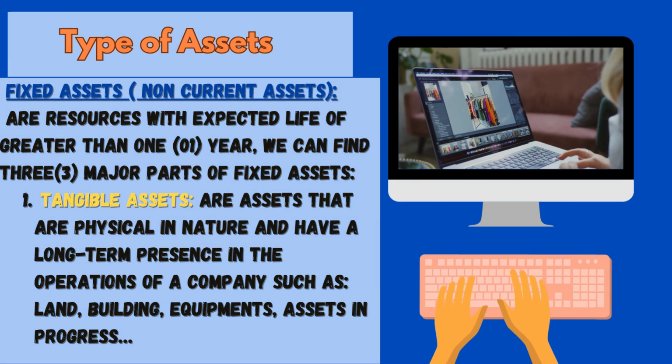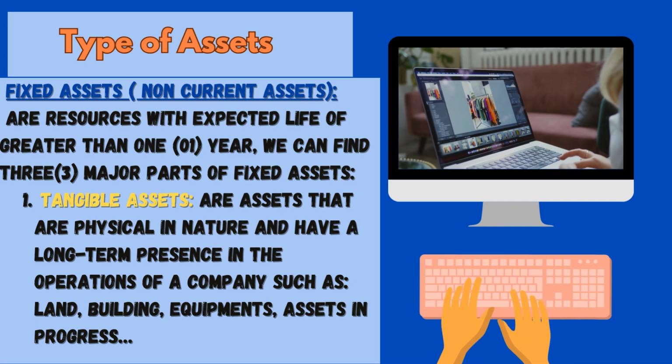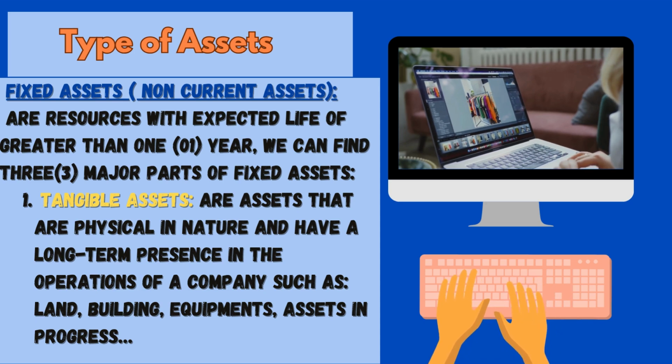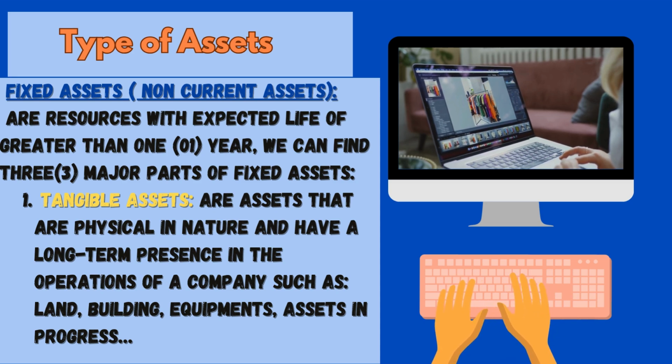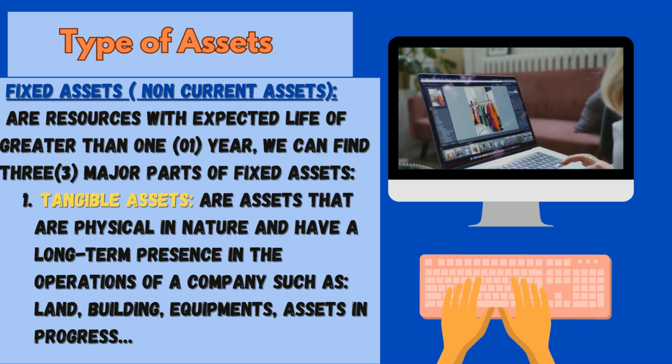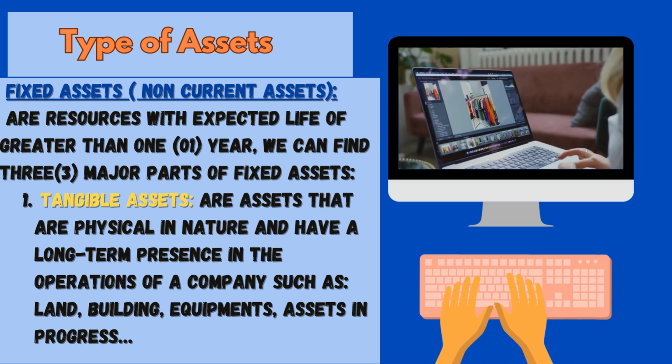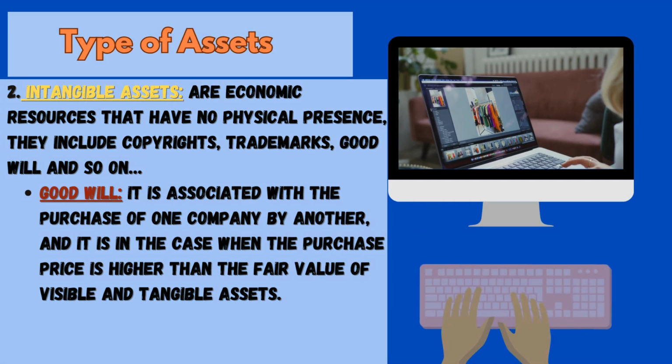On the asset side we have the fixed assets, or non-current assets. These assets are resources with an expected life of greater than 1 year. We can find three major parts of fixed assets. Tangible assets are assets that are physical in nature and have a long-term presence in the operation of a company, such as land, buildings, equipment, and assets in progress.